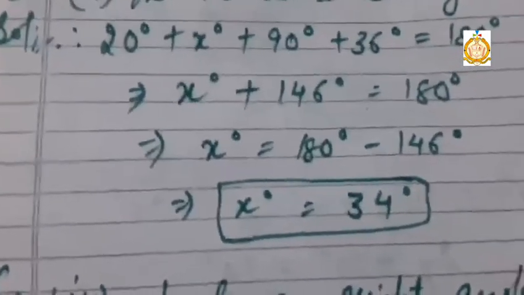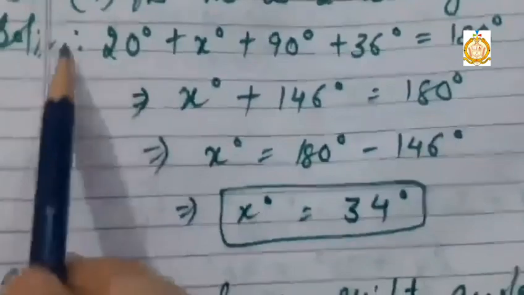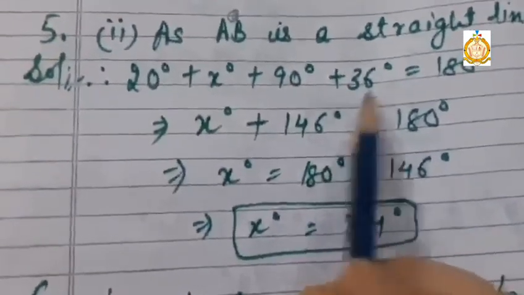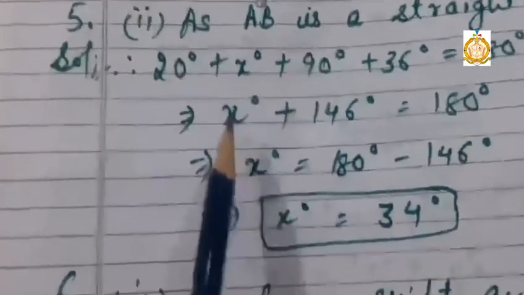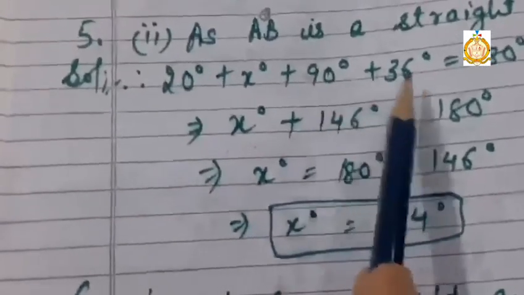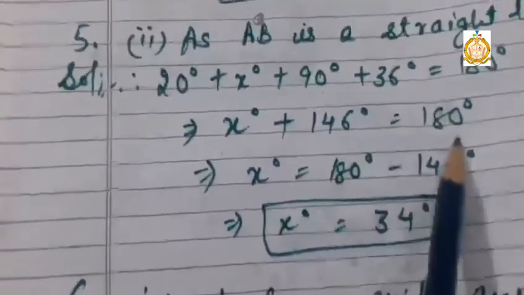We can write as AOB is a straight line, therefore 20 degree plus x plus 90 degree plus 36 degree is equal to 180 degree. Writing x as such, because we have to find the value of x, adding these terms 20 degree, 90 degree, 36 degree, you will get 146 degree is equal to 180 degree.